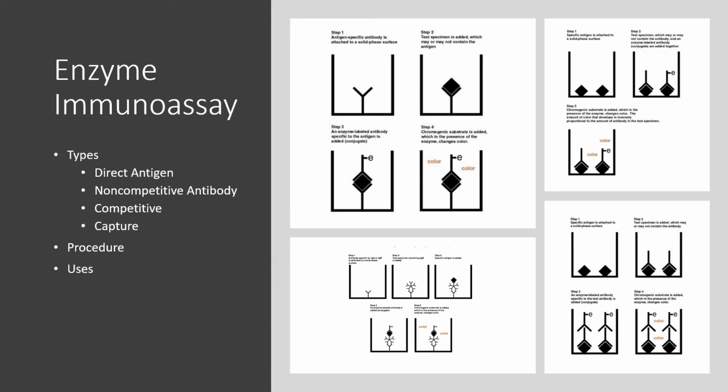The color of the solution is proportional to the amount of antibody bound to the antigen. They are frequently used to diagnose hepatitis. Most EIAs are reported as a numeric value with an arbitrary unit of measurement.